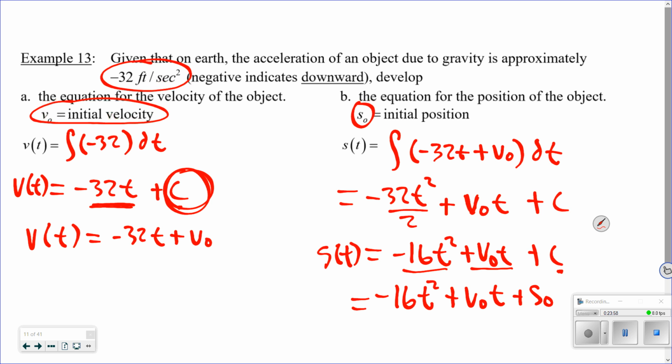So this really is a formula. If you have any object, if you know the initial velocity and the initial position, you can plug those two things in and you end up with a position function that would tell you the position of the object at any given time. So anyway, that's kind of a cool thing. Just using calculus and integration, you can work backwards and come up with that formula. And this is one that's used quite a bit in physics that you run into a lot.